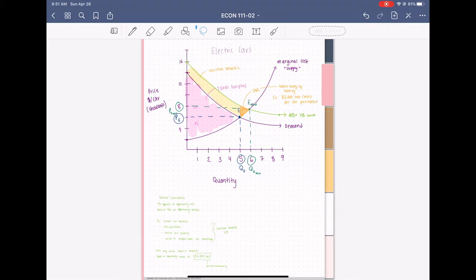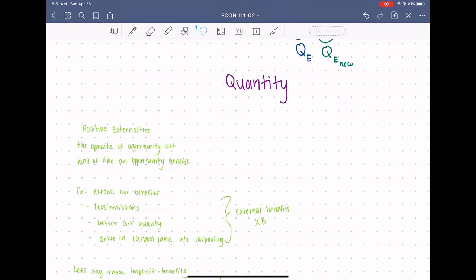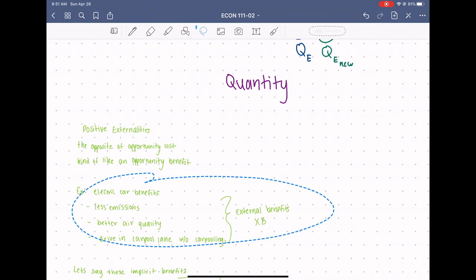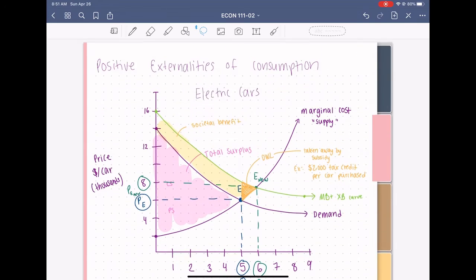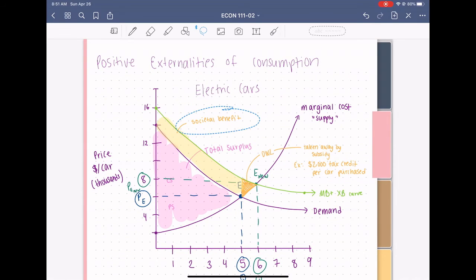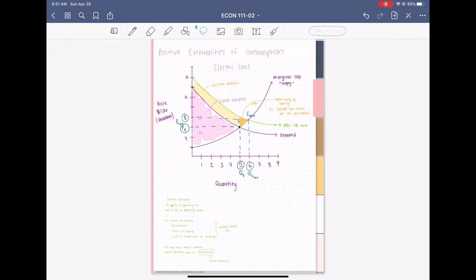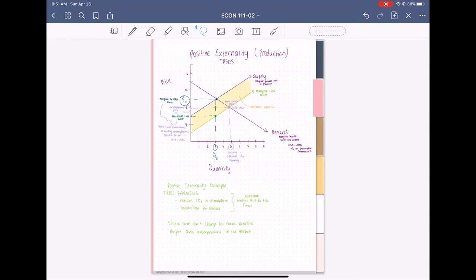Now that incentivizes people to buy electric cars because not only do you get all these benefits, but you also get the societal benefit up here. So even though it might be a little bit more expensive to buy an electric car, this extra societal benefit makes it worth it. Now, moving on to positive externalities of production.